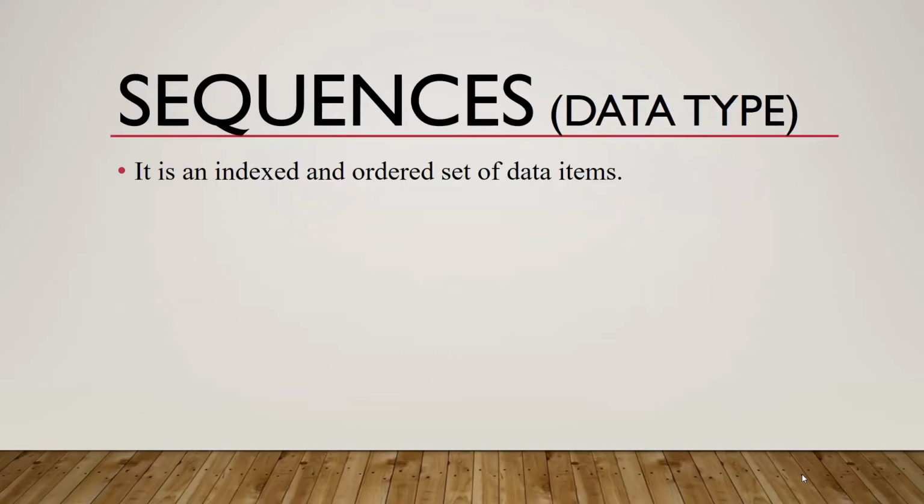Now what are sequences? In Python, a sequence is an ordered set of data items which have an index along with them. In Python there are three kinds of sequences. First is string, then list, after that tuples. So first let's start with strings.